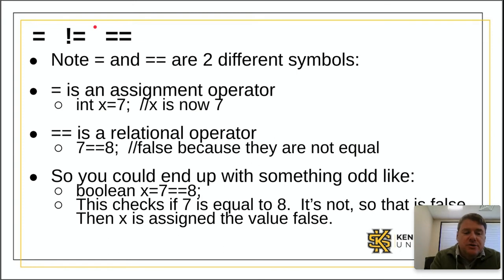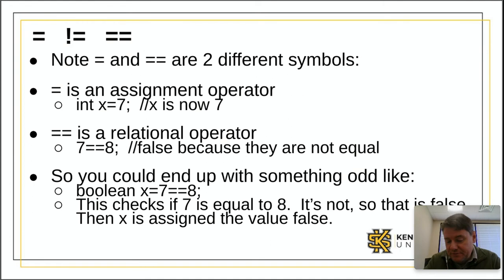So this last statement here is a bit confusing, and I don't want you to focus too much on it, but I do want you to realize that this is a valid statement. X equals 7 equals equals 8. Assuming that x is a boolean, which it is, then what we're doing is assigning to the boolean x, that's what this first equals is doing, the value of 7 equals equals 8, which is false. So at the end of all of this, x is equal to false.